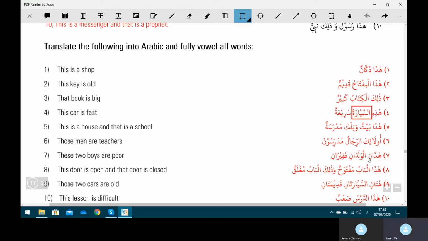What did you get for number 4, Anwar? Just asking. Did you get هذه? Yeah, I did. I got most of it. I got stuck with the sariyatun, because that's fast, isn't it? Is that the meaning, fast? Yes. Yeah, I got a bit stuck on that. But apart from that, everything else was okay.